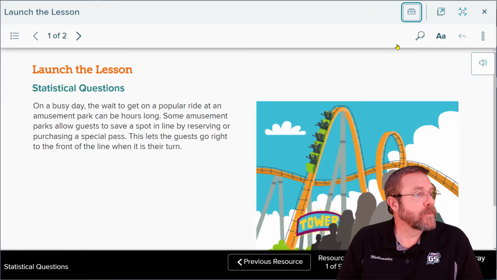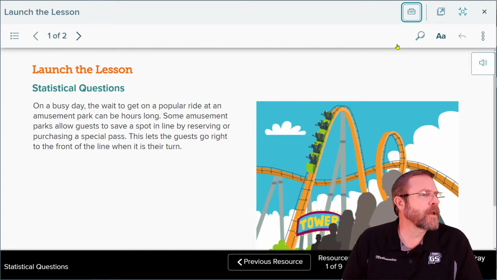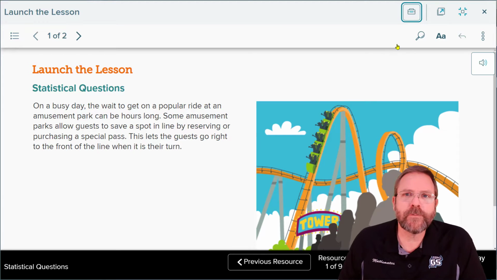On a busy day, the wait on a popular ride at an amusement park can be hours long. Some amusement parks allow guests to save a spot in line by reserving or purchasing a special pass. Disney did that a while back. Don't know if they're still doing it or not. This lets the guests go right to the front of the line whenever it's their turn.